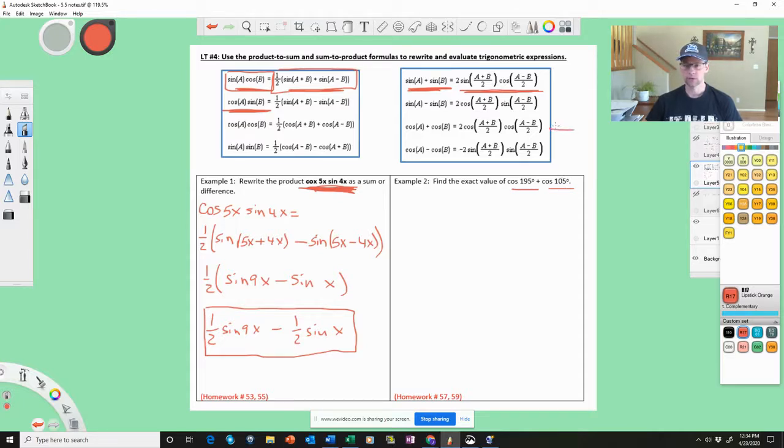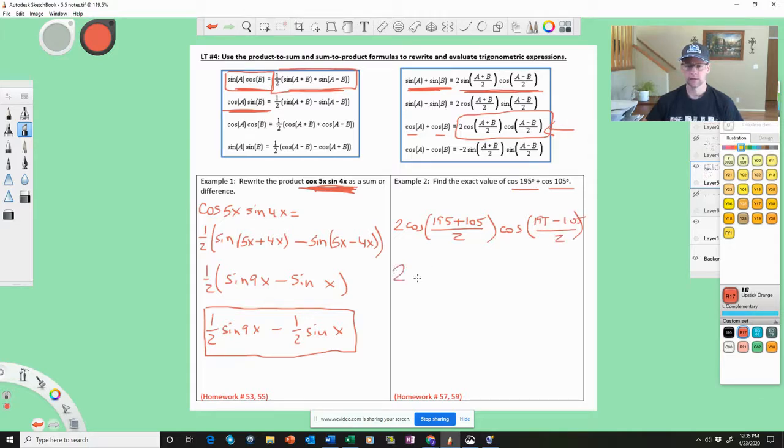So it's going to be the third one. If you look carefully, this is the cosine plus cosine. So I can rewrite it as this. In other words, this time I'm using a sum to product formula. So I'm going to rewrite this using a sum to product formula. So it's going to equal 2 times the cosine of a plus b over 2. So 195 plus 105 divided by 2 times the cosine of a minus b over 2. So 195 minus 105 over 2.